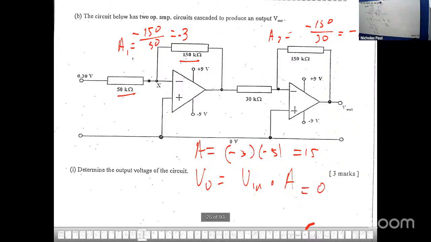So the final answer I got is, the input is minus 0.3 and the gain is minus 5, which is minus 1.5. That's okay? Oh, sure, 15, sorry. 4.5. No, the kilo will cancel. The kilo ohms will cancel.